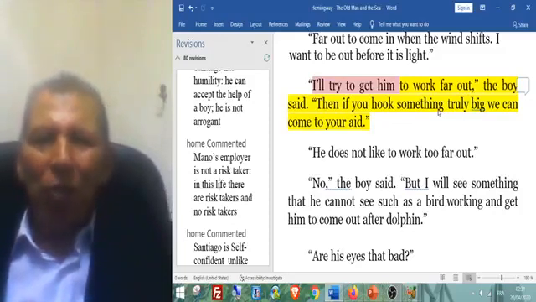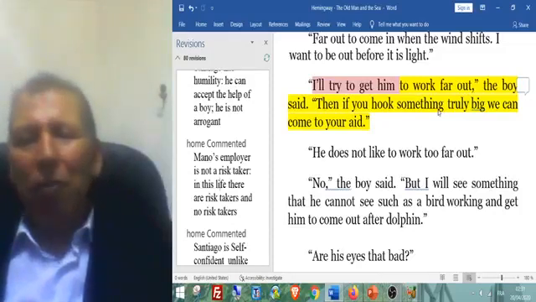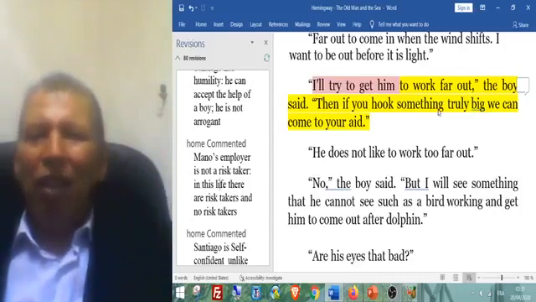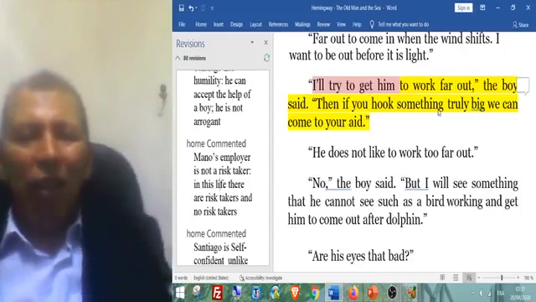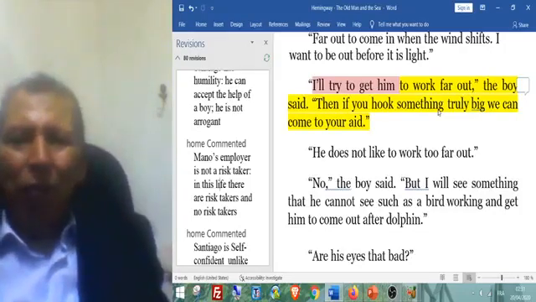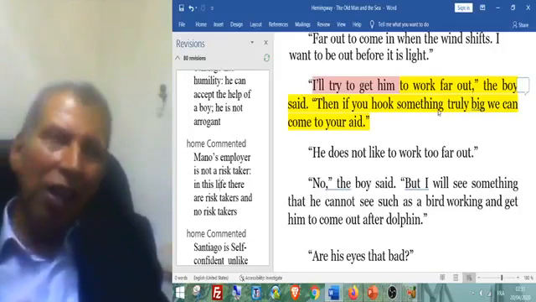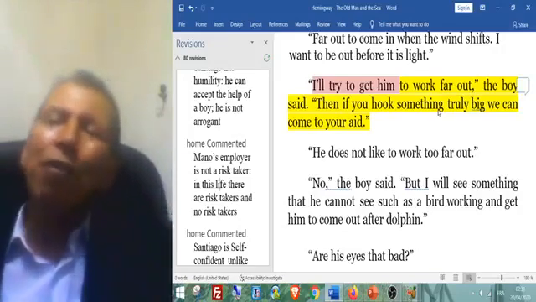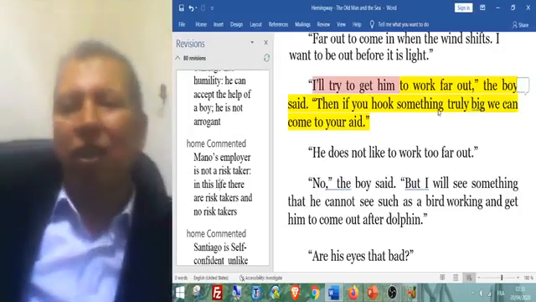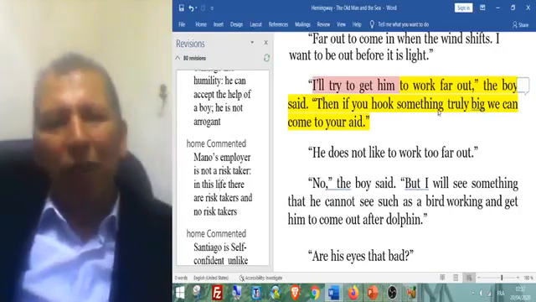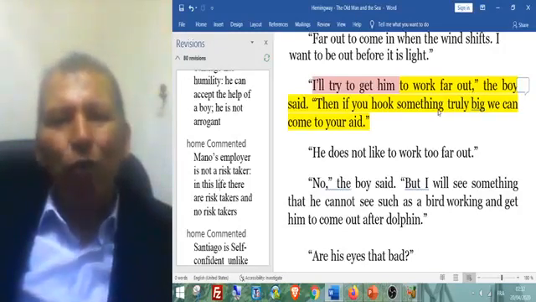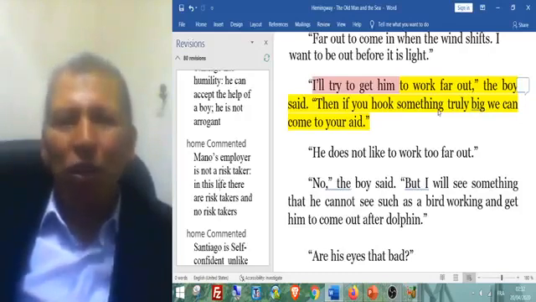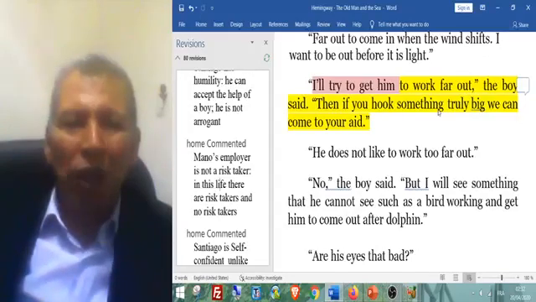I'll try to get him to do this. "But he doesn't like to work too far out," says Santiago, meaning that the new employer is not a risk taker, unlike Santiago. And life needs risk takers. Life is full of challenges, and one should take challenges and take risks as well.